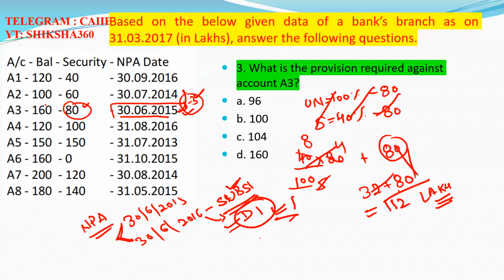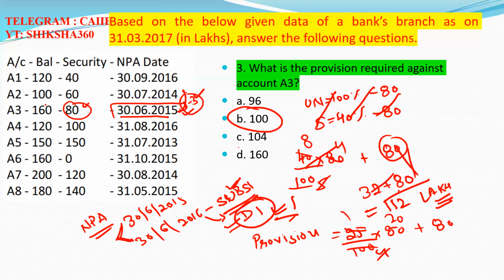Clear? So now we can say that the provisioning here is to be 25% of 80 plus 100% of that, which is 120. So total 100 lakh. Clear? 100 lakh is the provisioning amount required here.